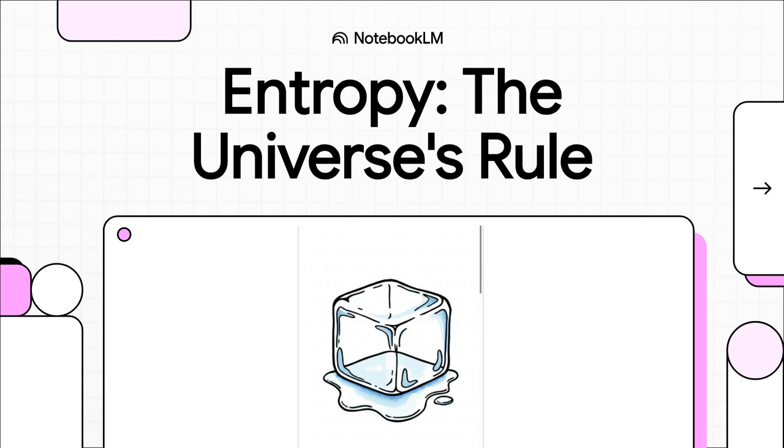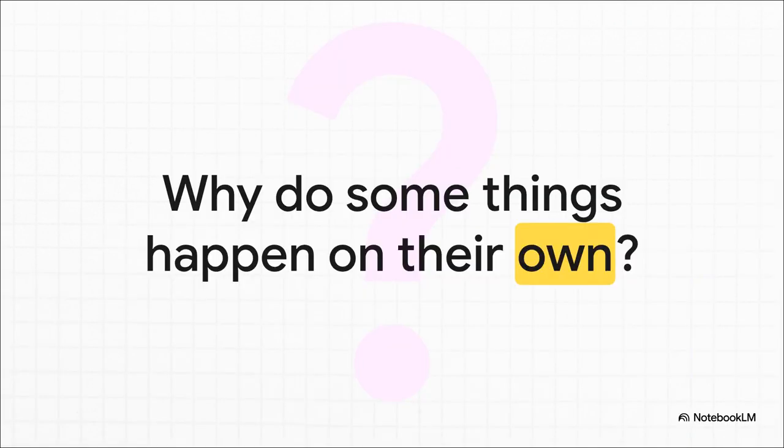There's a fundamental rule of the universe at play here, and today we're going to unpack it. So let's get right to the heart of it. Why do some things happen all by themselves, spontaneously, with zero outside help? What's the hidden force deciding which way things are going to go? It kind of feels like nature is a one-way street for a lot of these changes, and the answer to why that is, it all comes down to a concept called entropy.